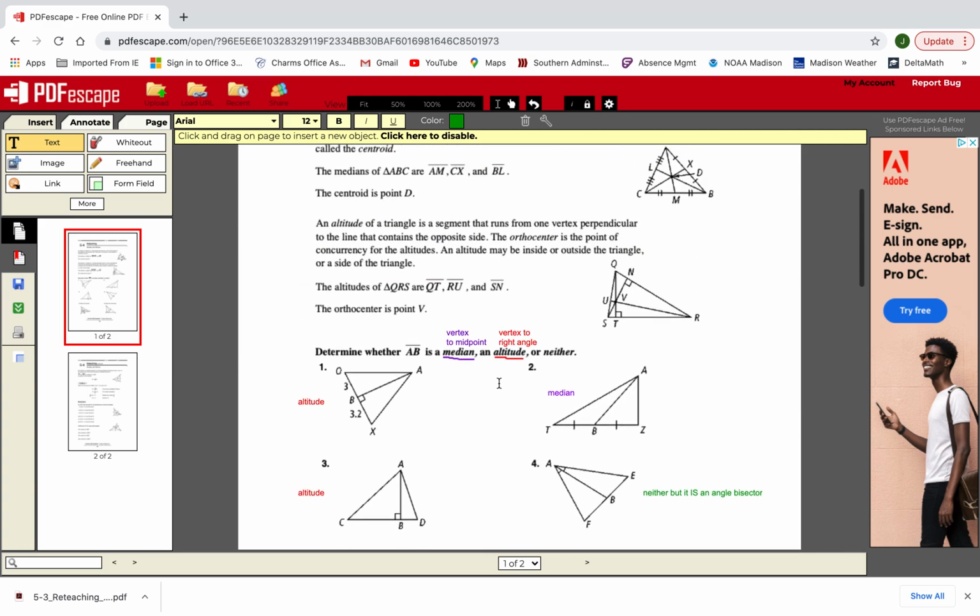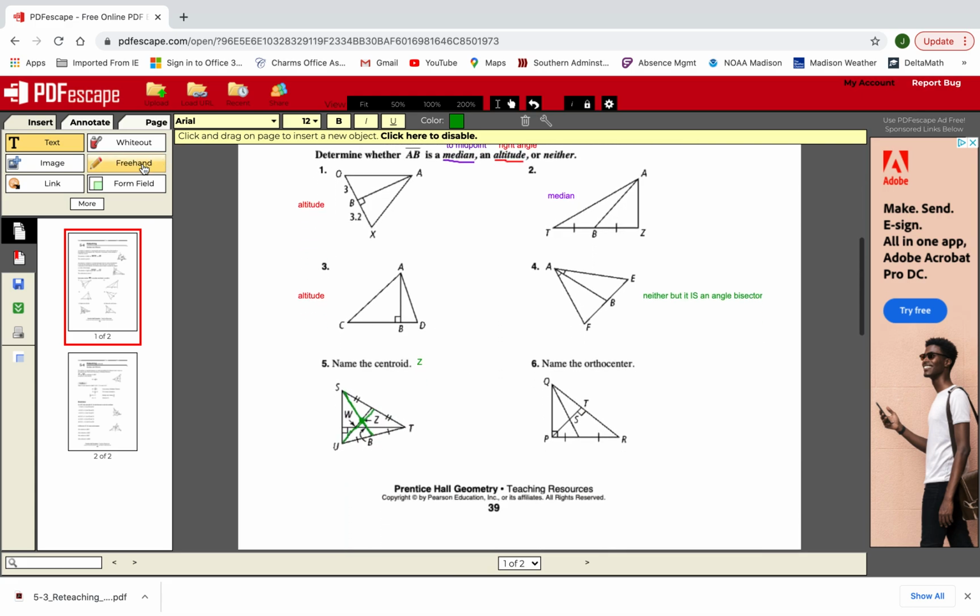So the orthocenter is again where the altitudes meet, and altitudes go from vertex to right angle. So let's trace over the altitudes here. Vertex to right angle, vertex to right angle. Notice that the segment coming from Q is not an altitude, it is a median. So vertex to right angle. PT is an altitude, okay? But QS, or this one coming from Q, is not an altitude, okay? But the one coming from R to a right angle to the side opposite it, so P here is going to be the orthocenter.